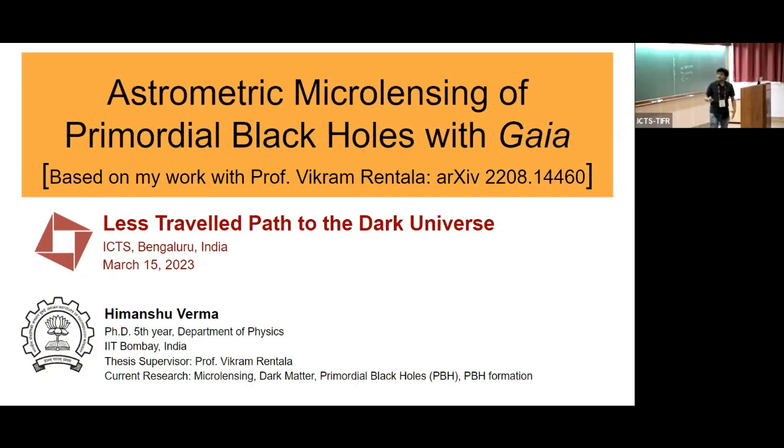So my work is basically about what if, within a galactic scale, the dark matter has some granularity in the form of, let's say, primordial black holes. If a fraction of dark matter is made up of primordial black holes, then what will be the observational signatures of those primordial black hole dark matter?